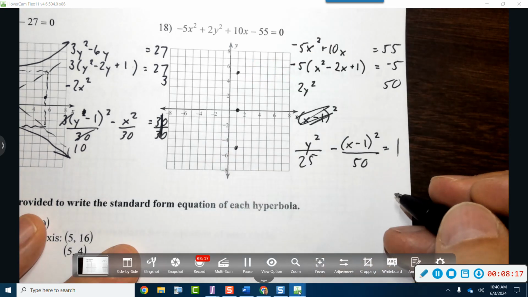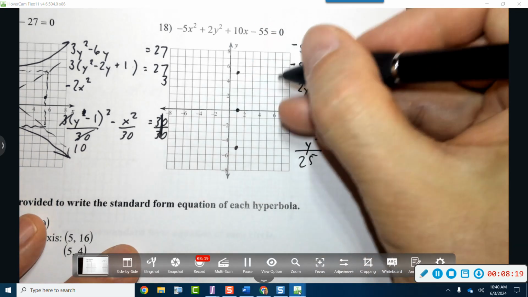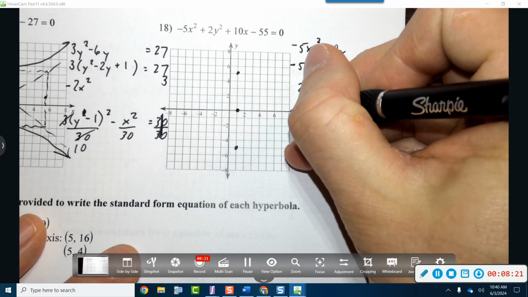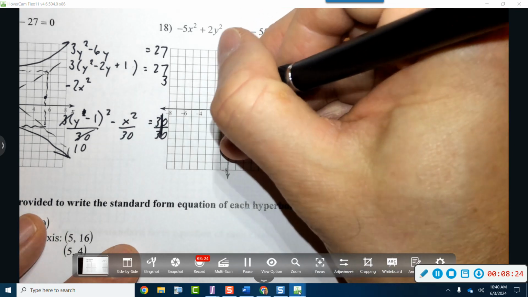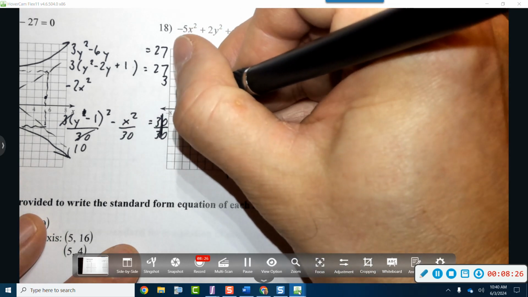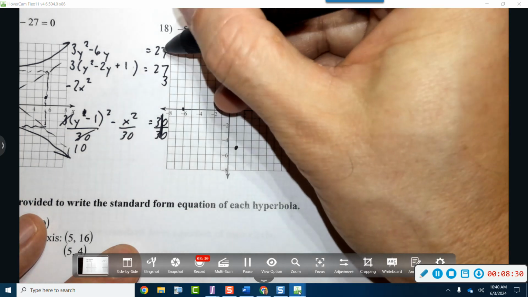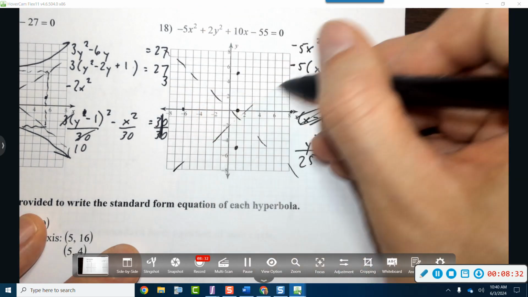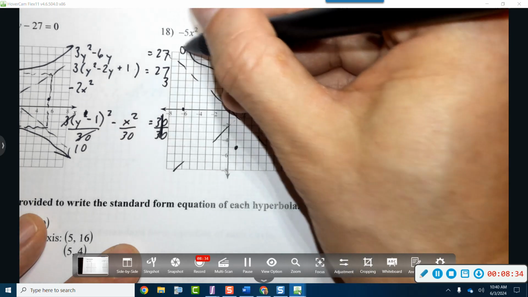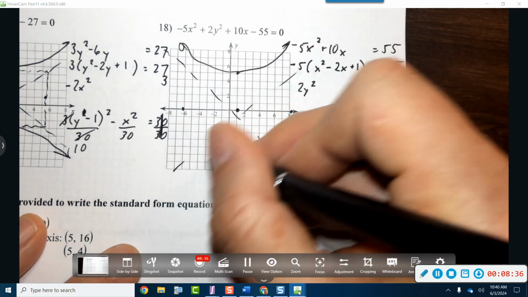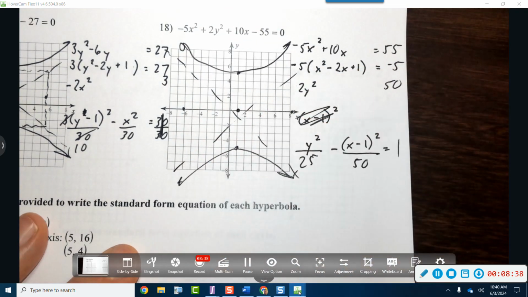Square root of 50 is 7 and a little bit more than 7. So that's going to be like over here. 1, 2, 3, 4, 5, 6, 7. Okay, so now this guy opens up. Our box is going to be something like that. So he should flow just like that. All right. We'll stop right there.